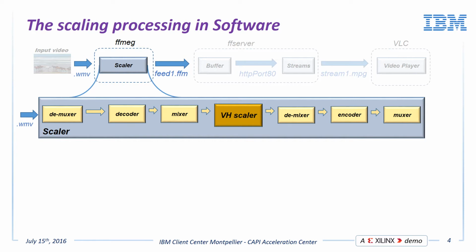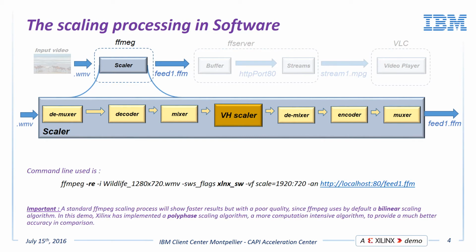the demixer, which converts the colors back to RGB, and then to the encoder, which encodes them and outputs encoded packets. Finally, those are passed to the muxer, which writes the encoded packets to the output file or the feed stream. As you may guess, the most computation-intensive process is the scaler, and this is the one we will move to the hardware later.